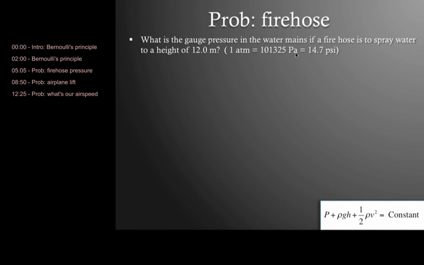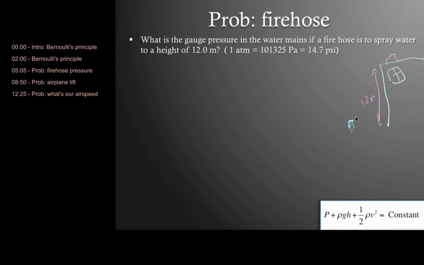So our first problem deals with a fire hose. So we want to put out a fire way up on the top of this building that is 12 meters tall. And this is a completely 1D problem, so we're basically just squirting the water straight up. We're going to hook this up, and we need to know what's going to happen here.